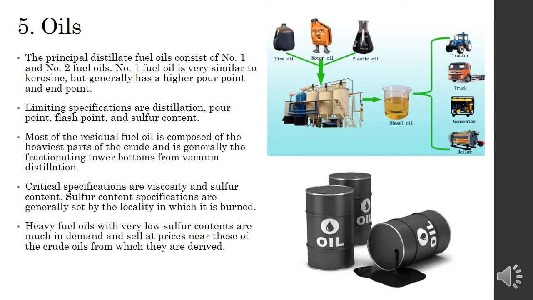Although the consumption of petroleum products for space heating ranks very high, the consumption varies widely according to locality and climate. In recent years, the proportional demand for heating oils has decreased and LPG use has increased. The principal distillate fuel oils consist of number 1 and number 2 fuel oils. Number 1 fuel oil is very similar to kerosene, but generally has a higher pour point and end point. Limiting specifications are distillation, pour point, flash point, and sulfur content.